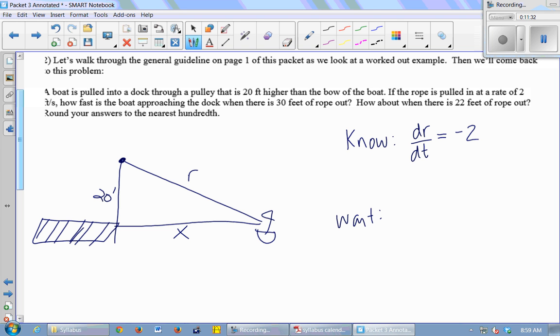And what do I want to know? I want to know dx/dt. I want to know how fast that is, the rate of change of the quantity x, how fast the boat is coming into the dock. dx/dt when r equals 30 is what I'm interested in.